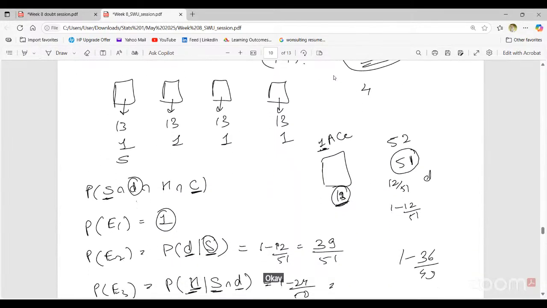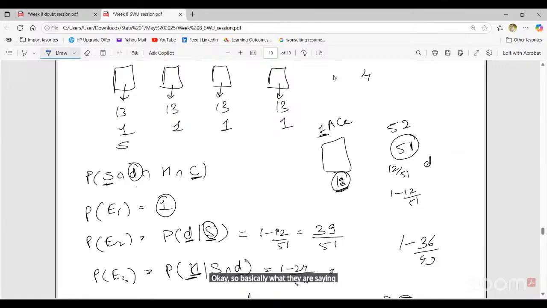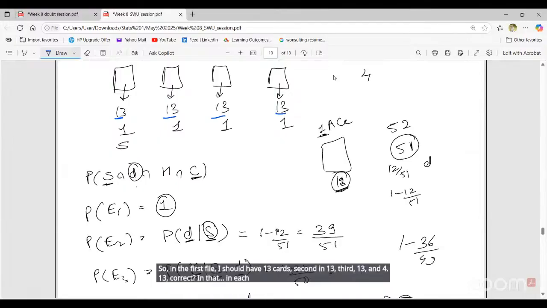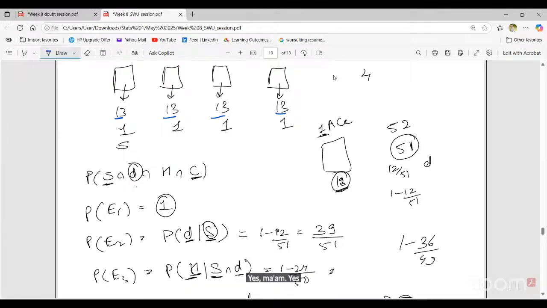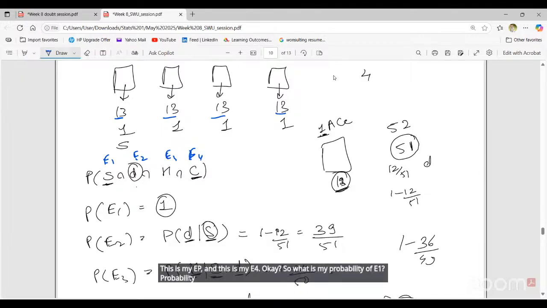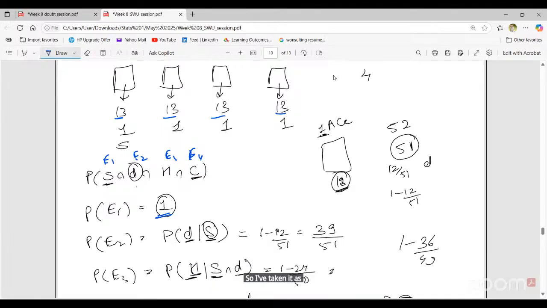Basically what they are saying, I'm having four piles, correct? In the first pile I should have 13 cards, second 13, third 13, and fourth 13. In each of these piles, one ace should be different. Now I need to find the probability of E. So this is my E1, this is my E2, this is my E3, and this is my E4. What is the probability of E1? The probability that the ace of spades is in the first pile is a sure event, so I have taken it as 1.